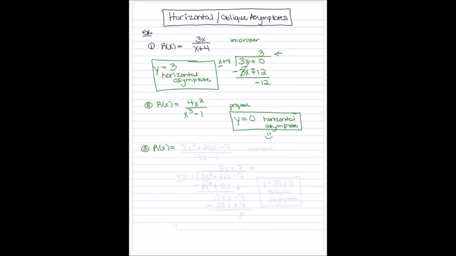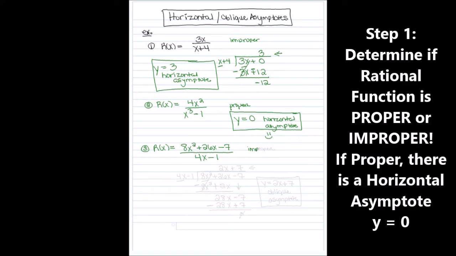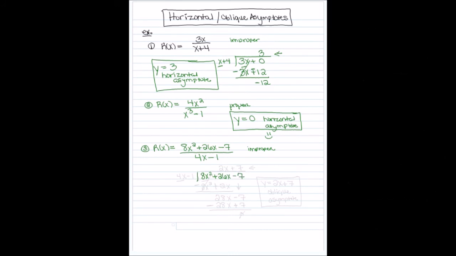Let's look at 8x squared plus 26x minus 7 over 4x minus 1. Now, if I look at the degree at the top, it's 2. The highest degree at the bottom is 1. 2 over 1 is improper, so this is an improper rational expression, which means we need to do some work. Let's do our long division.